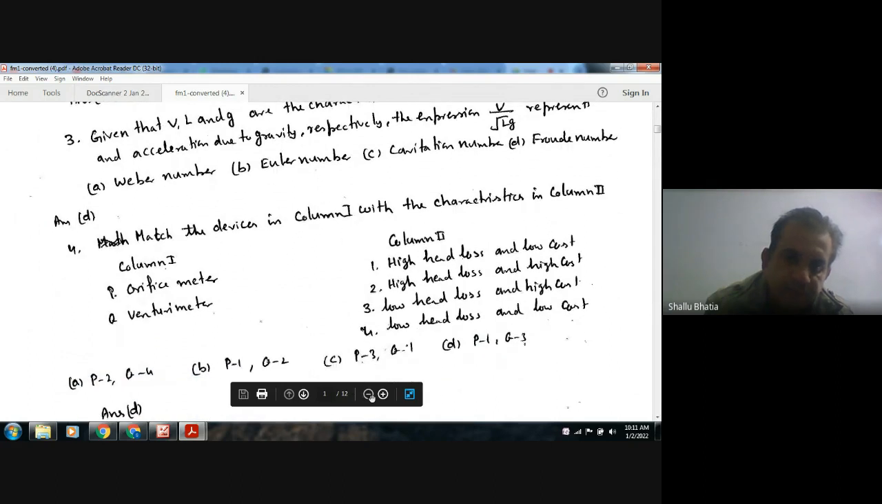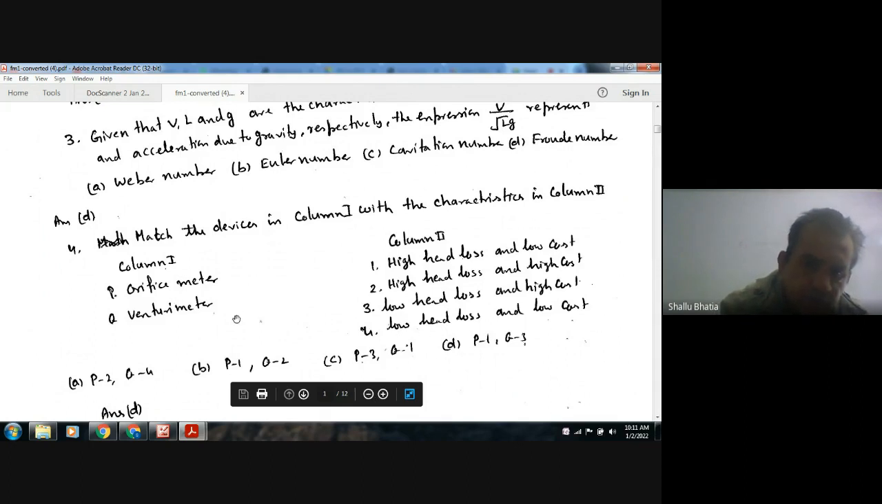Match the devices in column 1 with the characteristics in column 2. Column 1: orifice meter, pitot tube, and venturi meter. Column 2: 1, high head loss and low cost; 2, high head loss and high cost; 3, low head loss and high cost; 4, low head loss and low cost. So the answer is your D.